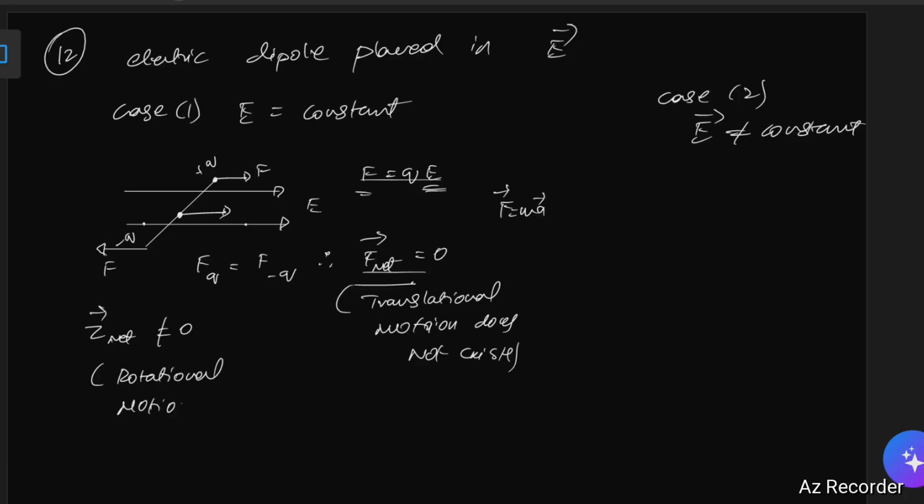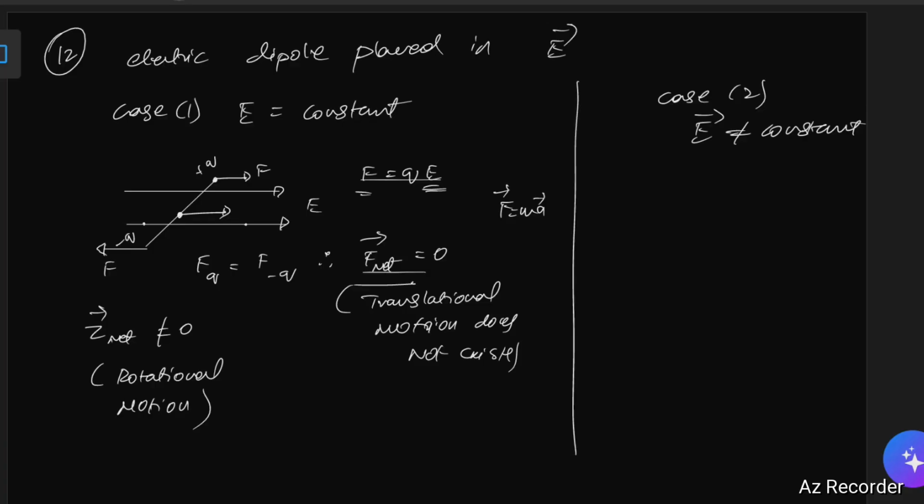So this was asked in an MCQ. Just remember that when a short dipole is placed in a uniform constant electric field, the net force is 0 but the net torque is not 0. Since the net force is 0, there won't be translational motion, but there will be rotational motion.